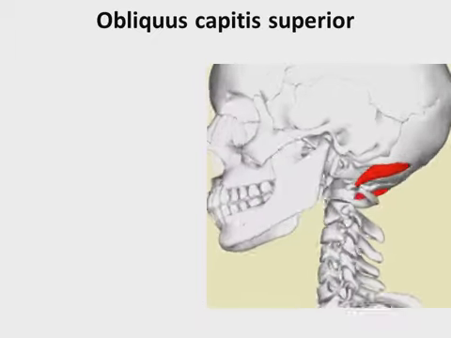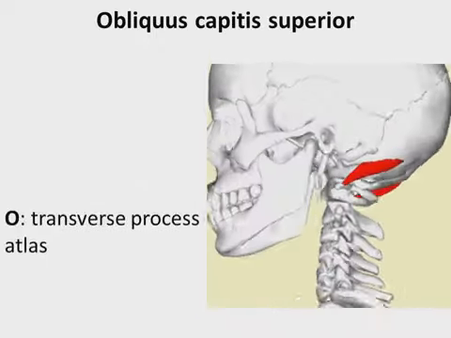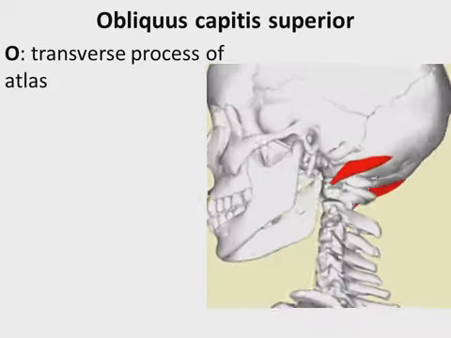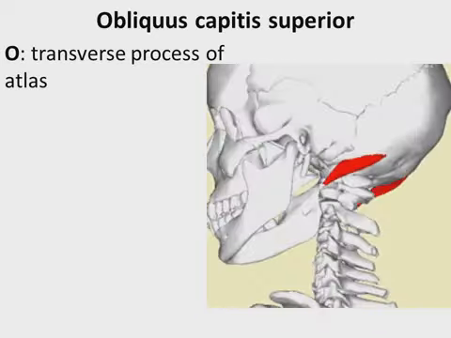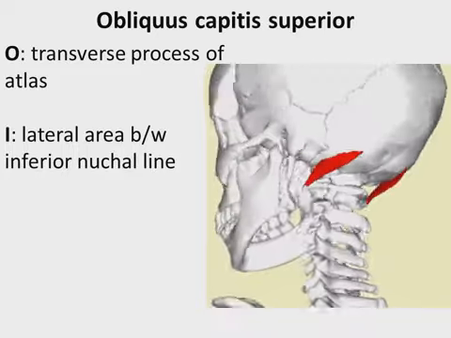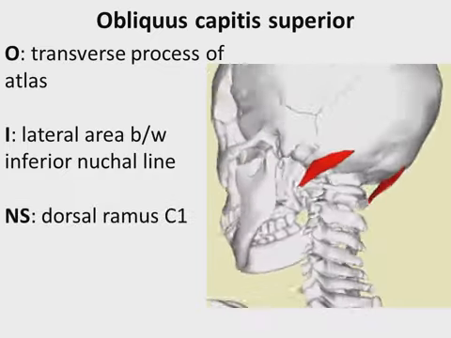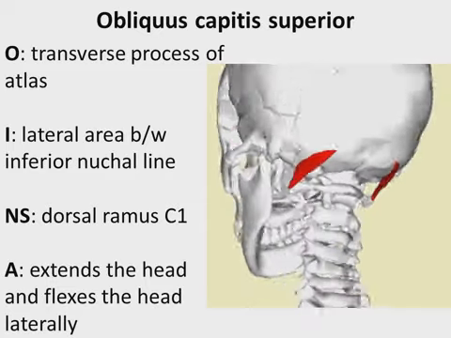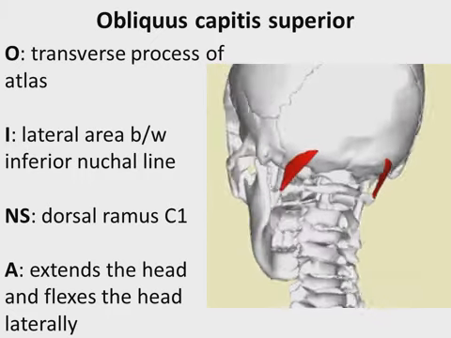Then another muscle is called the obliquus capitis superior muscle, which originates from the transverse process of the atlas vertebra. Here we can see the transverse process of the atlas vertebra, which gives origin to the obliquus capitis superior muscle. It is inserted to the lateral area of the inferior nuchal line, and is supplied by the dorsal ramus of C1. Its action helps to extend the head and flex the head laterally. That's the action of the obliquus capitis superior muscle.